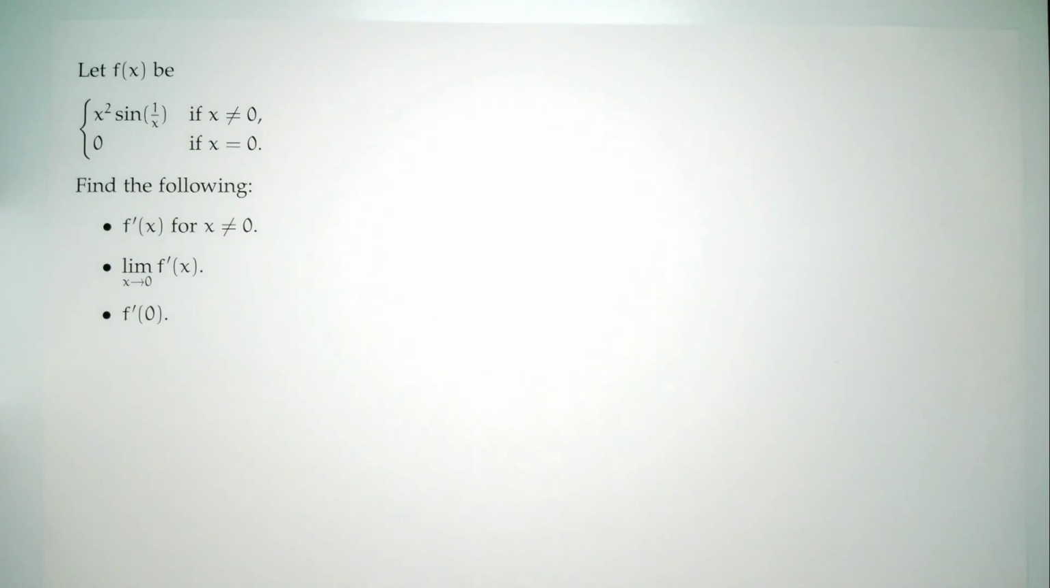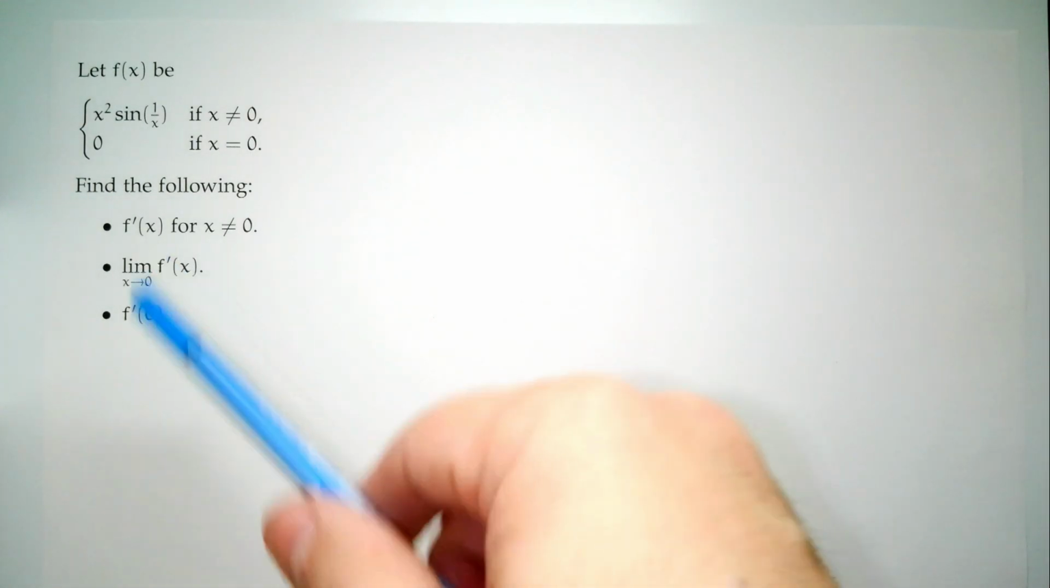So let's do a problem that is sort of one of those things that make you say, huh, well, that's not what I thought. Okay, so here's this function, x squared sine 1 over x. And we're going to compute the derivative of this function. In fact, it really says to do three things.